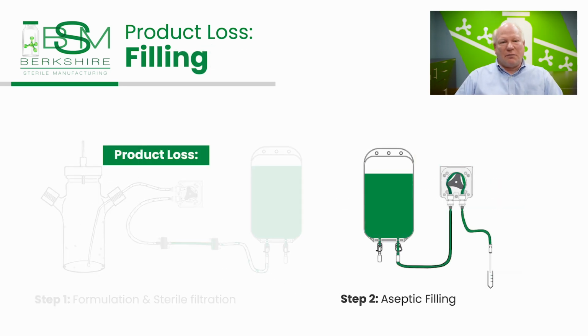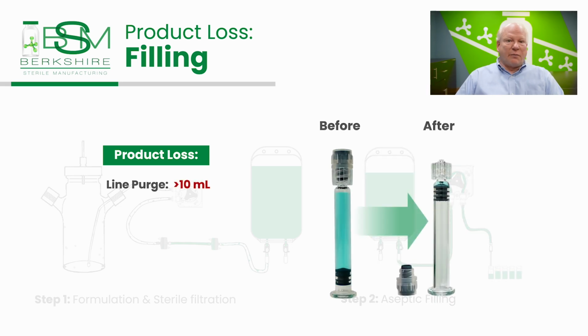In filling, a line purge is needed to fill the fill needle assembly with drug product and remove air from it to ensure accurate and consistent fill volumes. While this purge can be limited, it typically involves no less than 10 mL of product loss. Another potential source of loss is from destructive weight checks. However, for intraocular drug products with their extremely small fill volumes, this loss is often negligible and is not a significant concern.